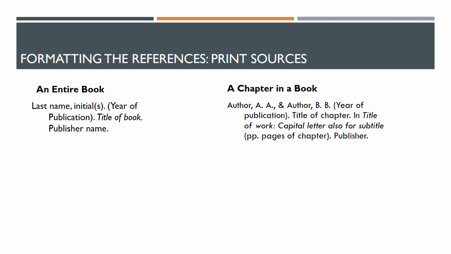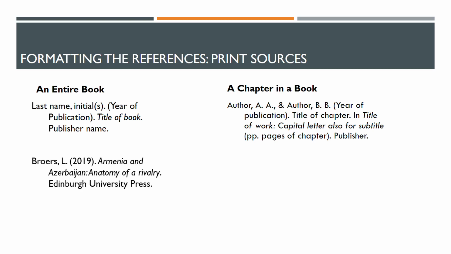Note that some books might require other elements, such as multiple authors, an edition number, or a place of publication if it's different from the publisher's main office. In this default example, however, we can see how this template can be transitioned into an actual citation. We have Brors, L., (2019). Then in italics, Armenia and Azerbaijan: Anatomy of a Rivalry. Then Edinburgh University Press.